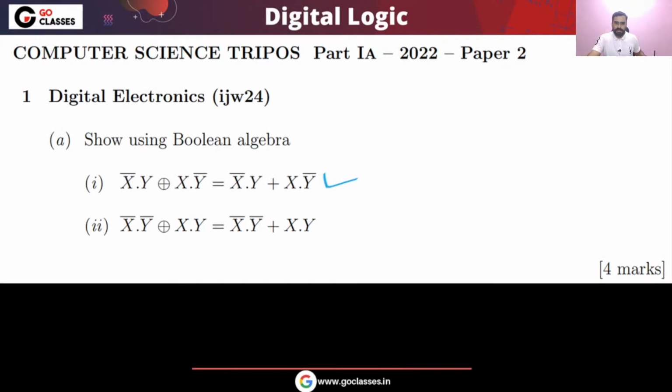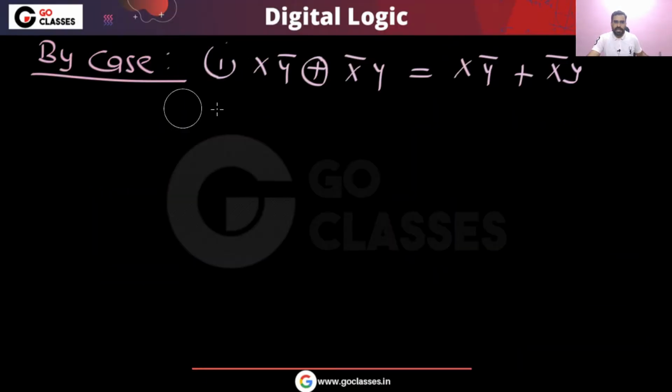Now let's see the next question. Similarly, you can solve this question by the case method. Can I give this question as homework? On this question you can apply the by-case method. The question is very simple. Anyway, let me take this question also. It is an easy question, so let me take it.